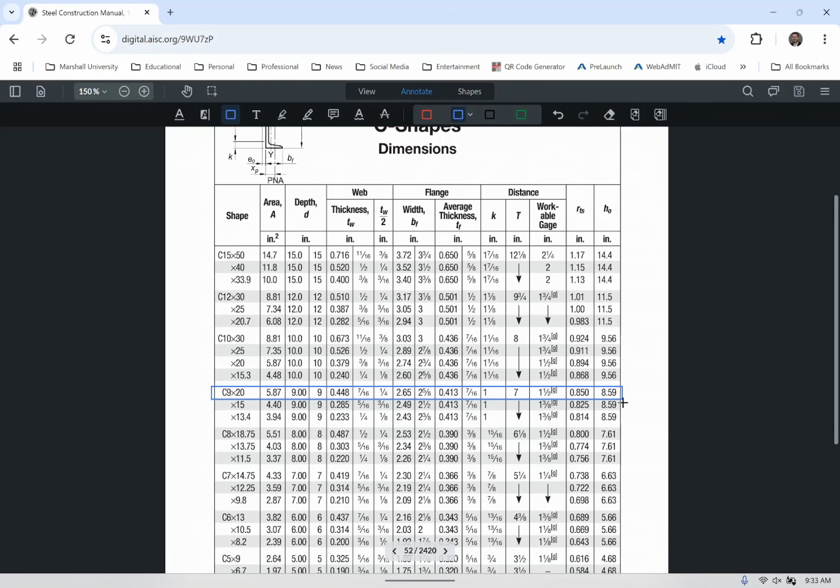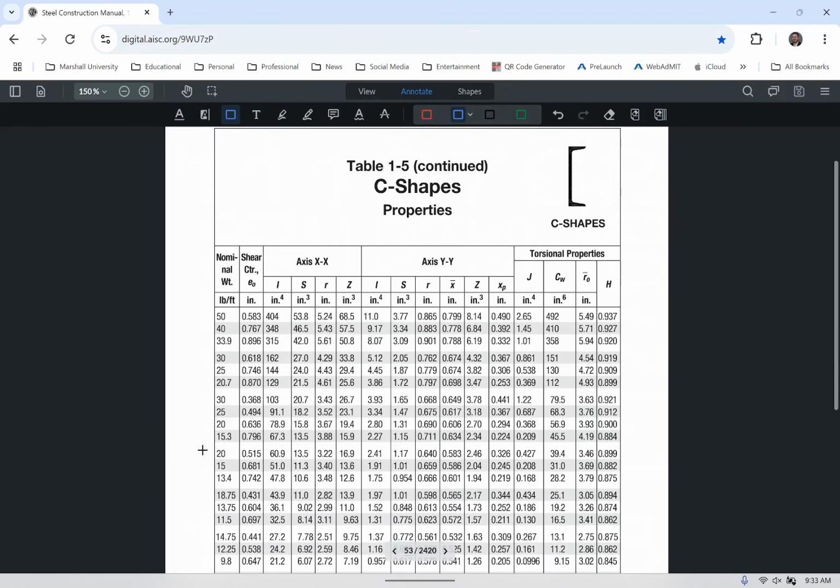You're shaking your head no. Why? The area's not enough. The area is too small. The area is 5.87. We need an area of at least this, right? But it's not just the area. We have to go to the next page. Here's our radius of gyration in the x-axis. Here's our radius of gyration in the y. Would it work there too? No, because ry is 0.64. That's too small, right? Does that make sense?